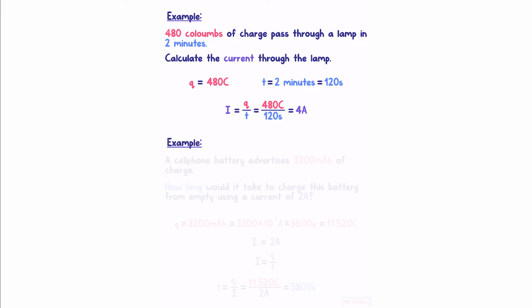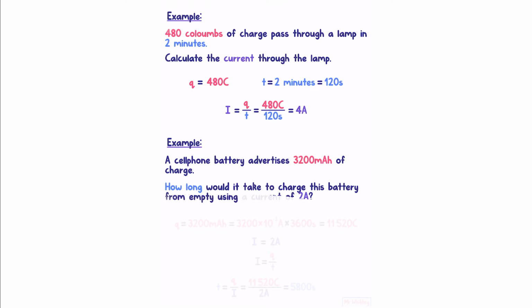For another example, a cell phone battery advertises 3200 milliamp hours of charge. How long would it take to charge this battery from empty using a current of 2 amps? So our charge is 3200 milliamp hours, which, although a kind of confusing looking unit, is really just 3200 milliamps multiplied by an hour, which is 3600 seconds. That together gives us 11,520 coulombs.